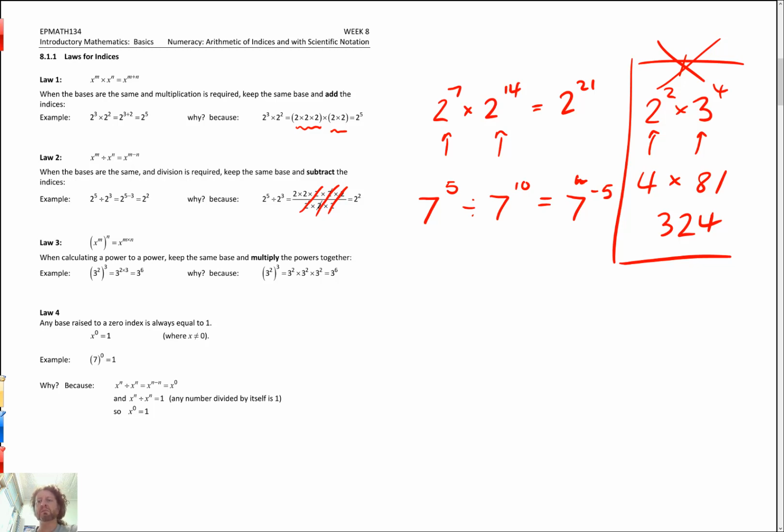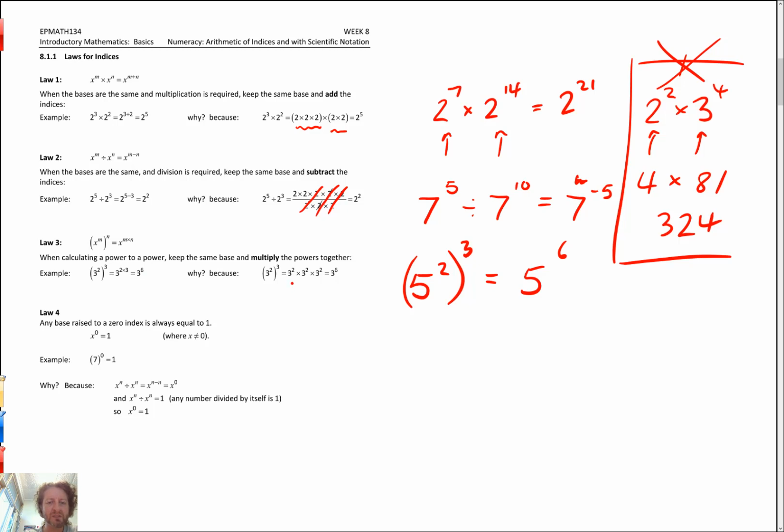We've yet to look at what it means, but it still follows the law. Okay, law 3 says a number raised to a power and raised to another power, all we have to do is multiply the powers. So 5 squared cubed is 5 to the 6. Exactly the same example here, just with 3. 3 squared cubed is 3 to the 2 by 3, which is 3 to the 6.